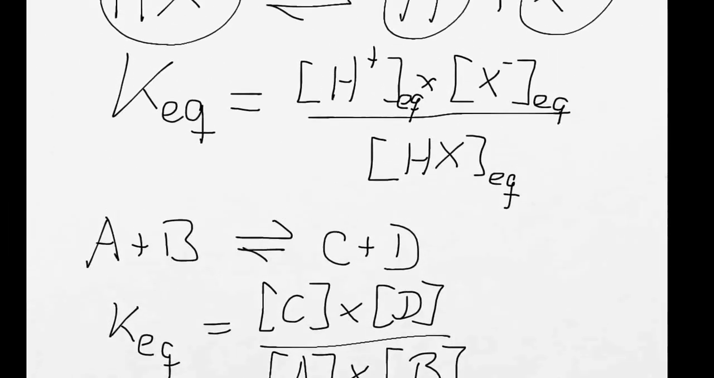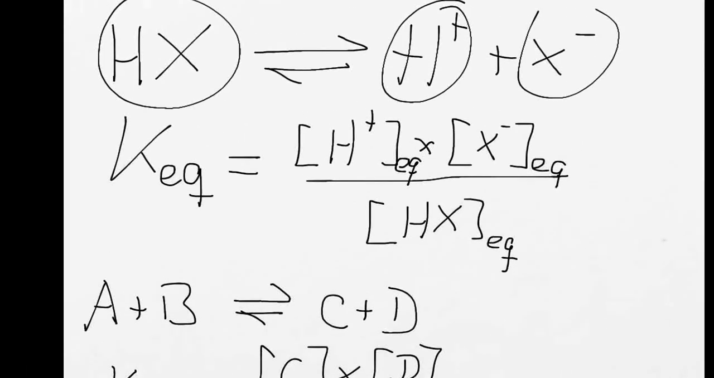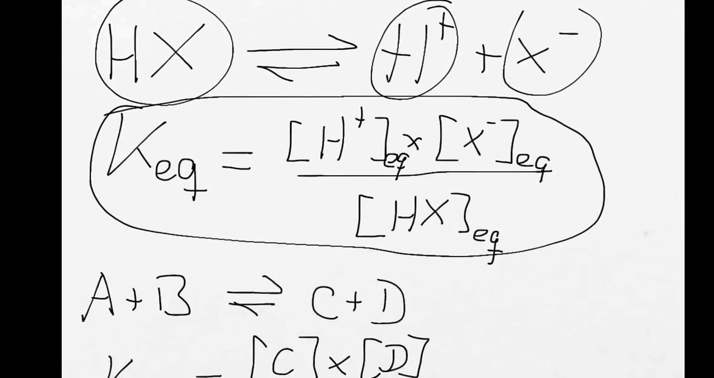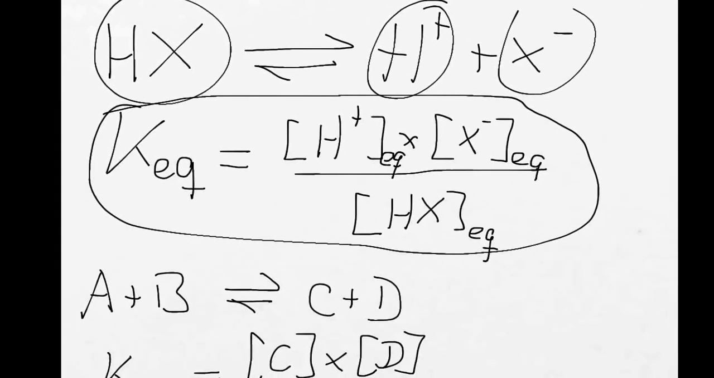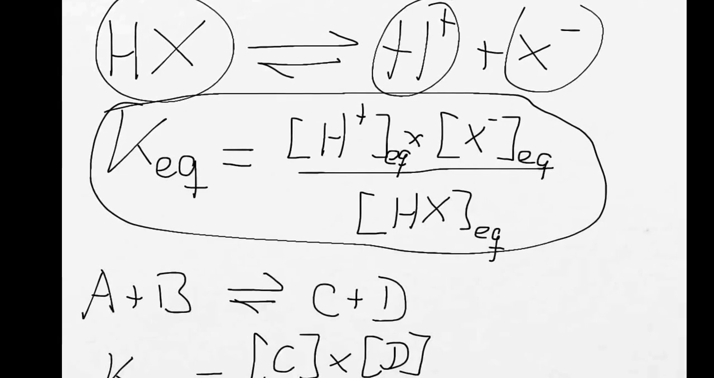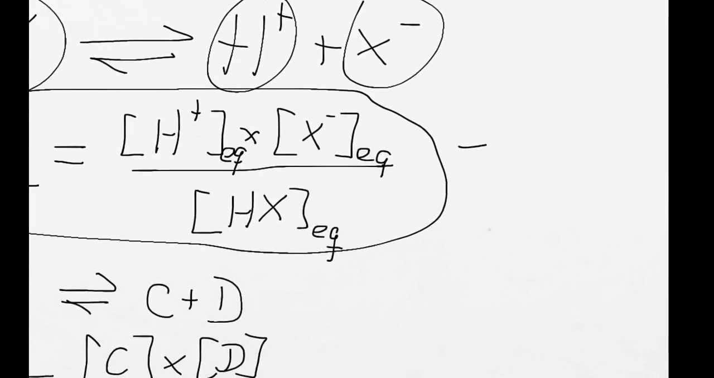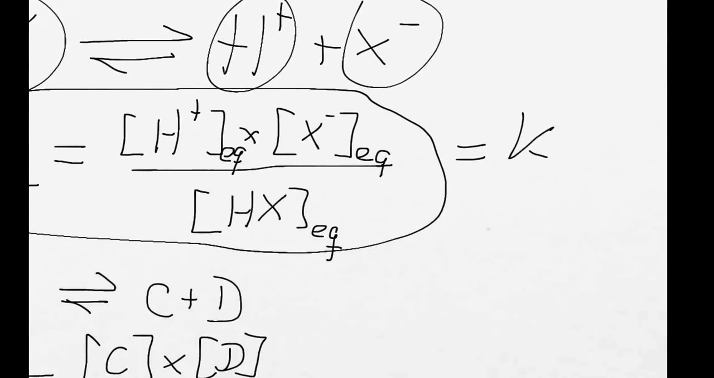This equilibrium up here, this equation here, because it contains an acid. Because it contains an acid, this equilibrium constant is also very often written as Ka.